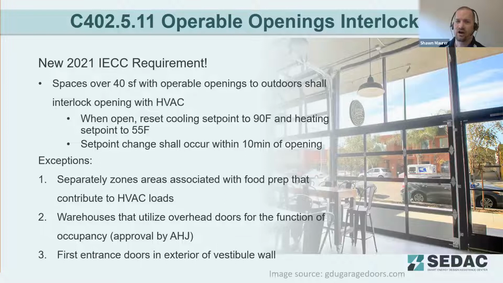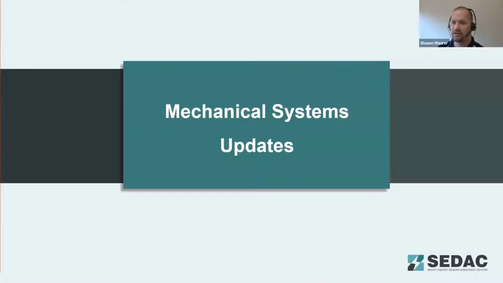Another addition is for operable openings and interlocking of HVAC equipment with those operable openings. This is a brand new requirement for the 2021 IECC, again accounting for these restaurant spaces that have these convertible enclosed to open patio spaces with these overhead doors. So they've added requirements and specific details for how to make those compliant with the energy code here. I will hand it over to my colleague Ryan to go over the mechanical sections.